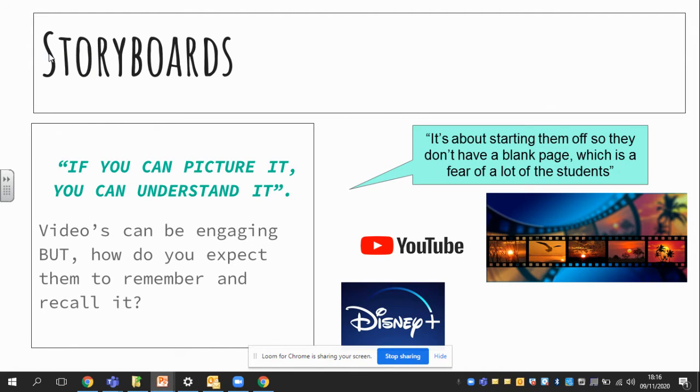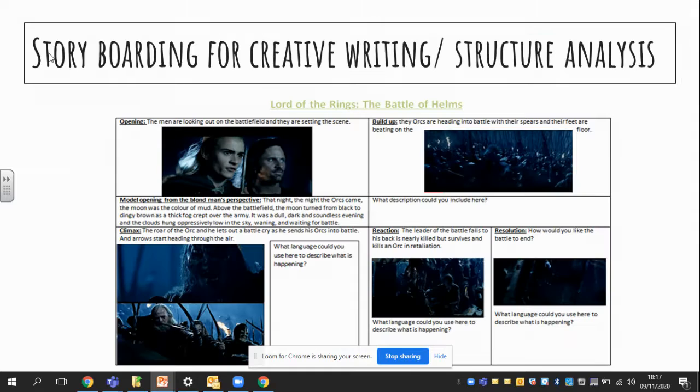Now, in terms of storyboards, the reason I've picked it is because, as Maria said, if you can picture it, you can understand it. Sometimes students have that fear of a blank page, and if you can just start them off, whether with a few images on the page, they've at least got a starting point, which helps to alleviate that anxiety which a lot of SEND students can suffer with.